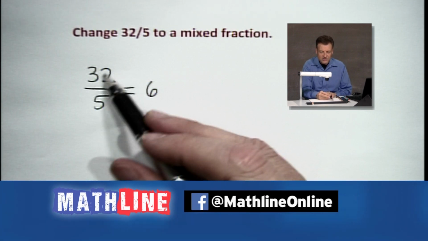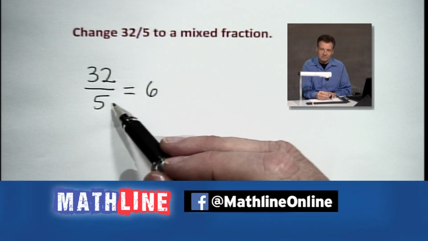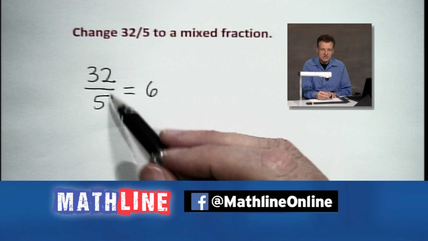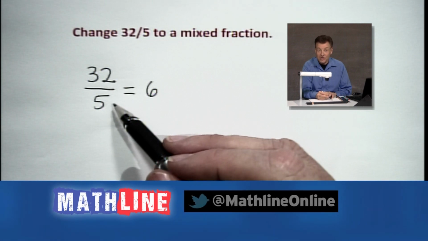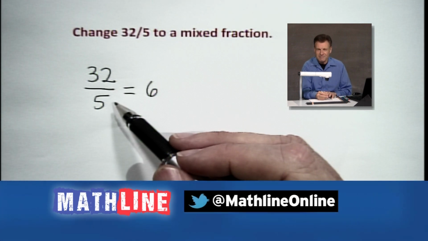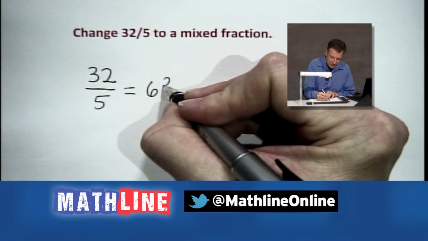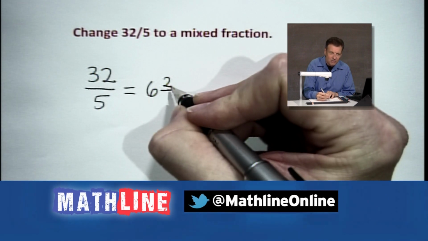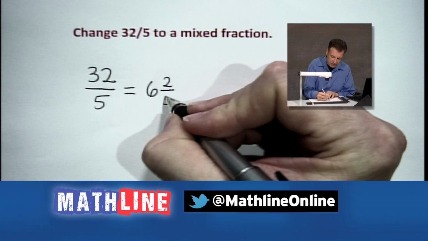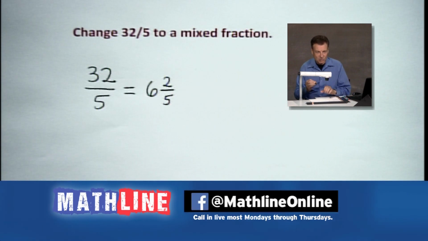And I'll subtract the 32 minus 30. All right, in other words, I'm going to take 32 minus 30. I'll subtract the 30 from the 32. It's a mouthful. And I've got 2 left over. And what am I going to do with that? I'm going to make that my numerator of my mixed fraction part and put the 5 right back in the denominator where it was originally.